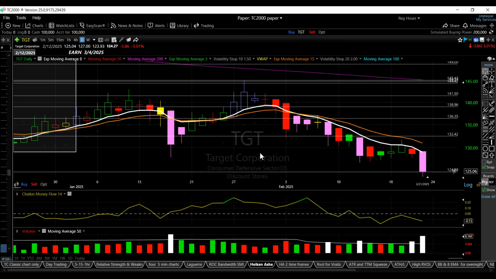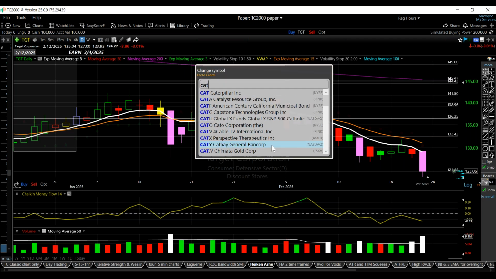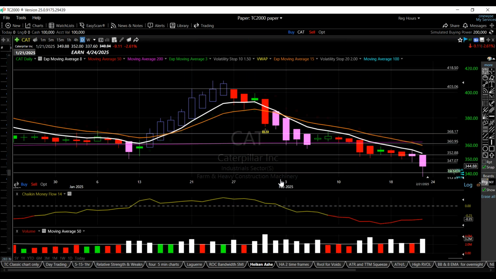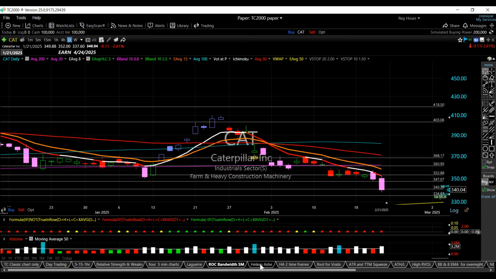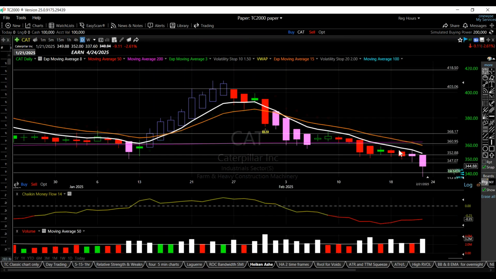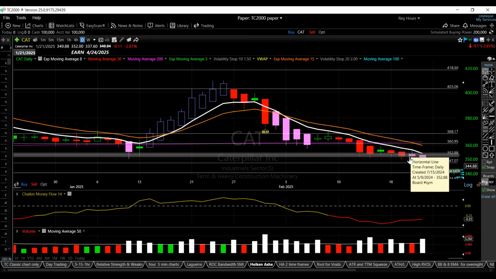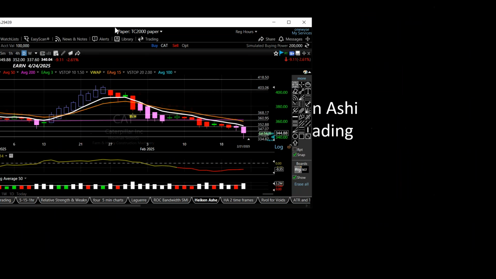Another one would be Target. Same thing. Target looks really good. We had Target in the room back in here. We took it short and made some money on that, and now it's starting to set up as another entry. And Caterpillar is the last one. There's Caterpillar, regular chart, Heiken Ashi chart, definitely breaking down to the short side on Caterpillar. All right, so I want to show you those on the platform here.